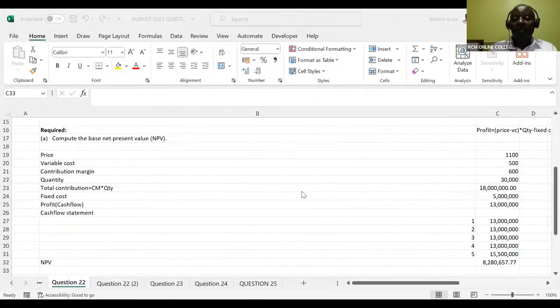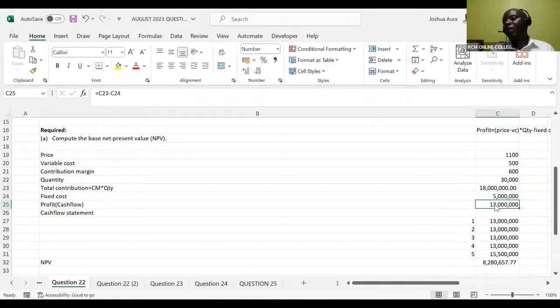Okay, so remember, here we have been able to get this profit of 13 million. And because the question did not give us tax, when tax is not given, then automatically depreciation is irrelevant. What I was told in those old days is that when tax is not given, the profit that you have automatically becomes your cash flow. This is what you shall use to discount.